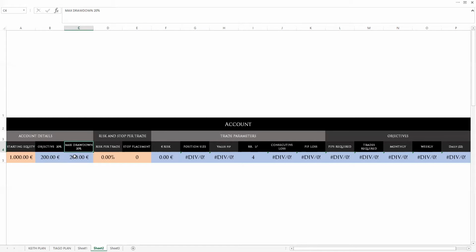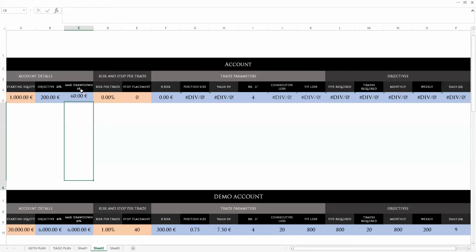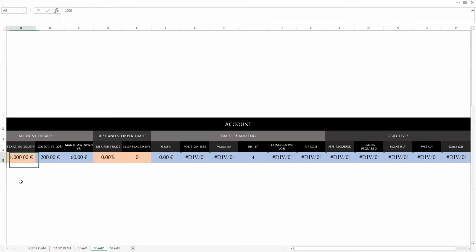Here I define the maximum drawdown I'm willing to take for it. Let's say 6%, and here we put 0.6. So that means if I have a 1,000 euros account, and my objective is to make 200 euros in a month, the maximum drawdown I'm willing to have would be 6%.